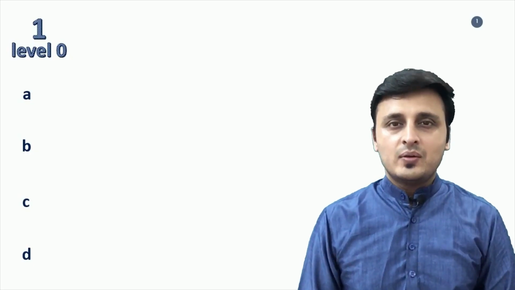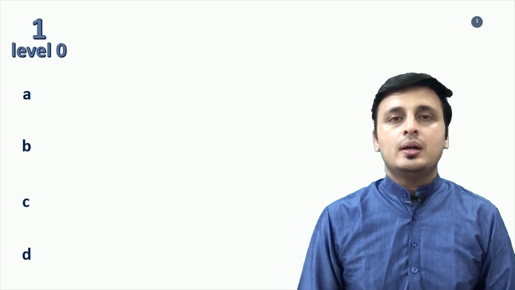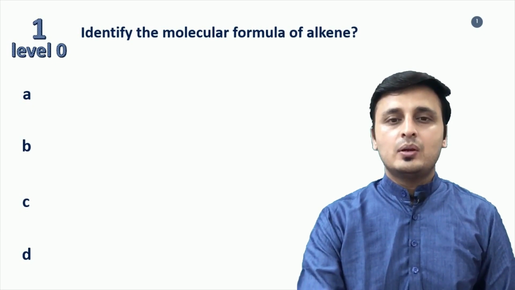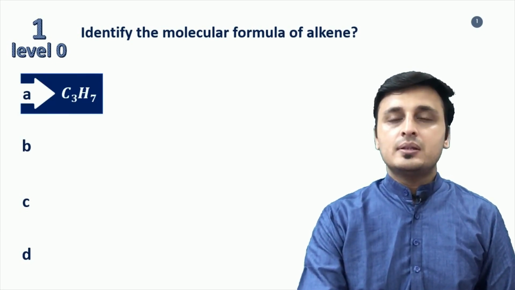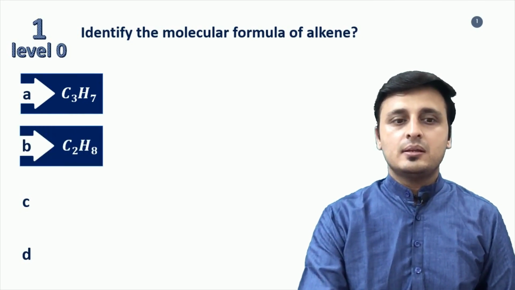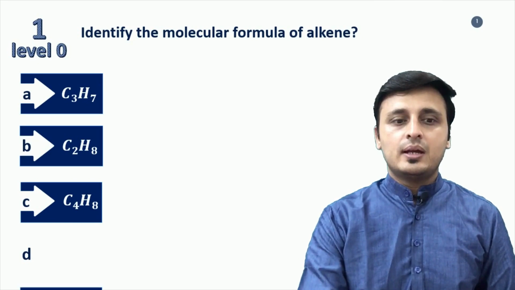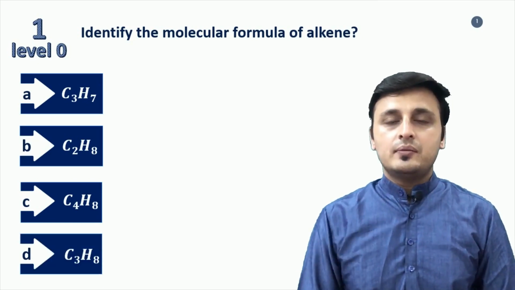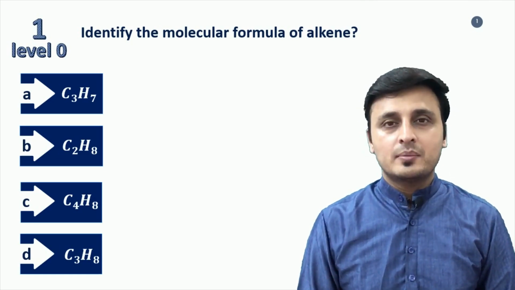Now presenting the very first question of the show, question 1, level 0, and the question is: identify the molecular formula of alkene. Options are A, C3H7, B, C2H8, C, C4H8 and D, C3H8. Dear friends, alkanes, alkenes and alkynes are hydrocarbons.